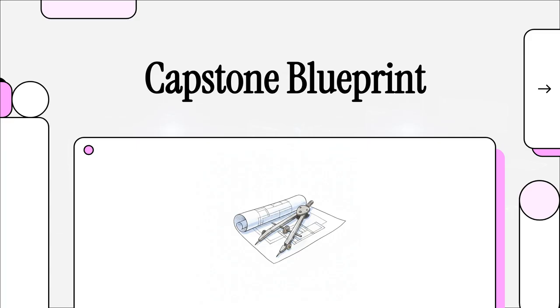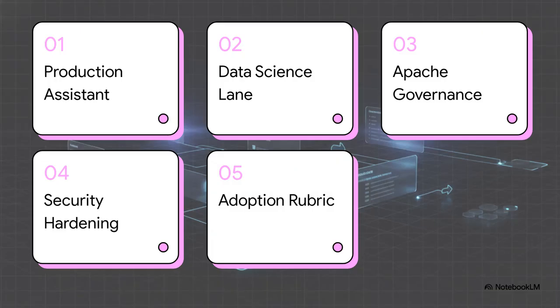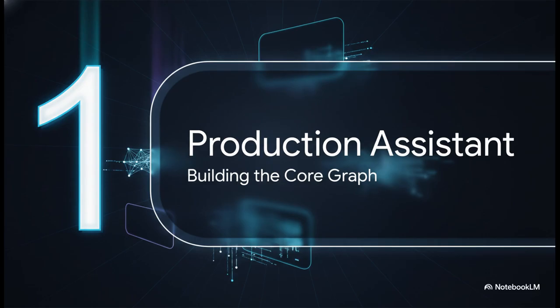And to be clear, this isn't just some toy loop. This is a robust blueprint that takes a customer question, routes the intent, pulls context, fires off tools, streams the output, physically pauses for a human review, and flawlessly persists state across stateless web requests. So here's our roadmap for today. We'll cover the production AI assistant, take a parallel lane into data science, look at Apache governance and releases, tackle security and reliability hardening, and finish up with the final adoption rubric. Let's kick things off with part 1.